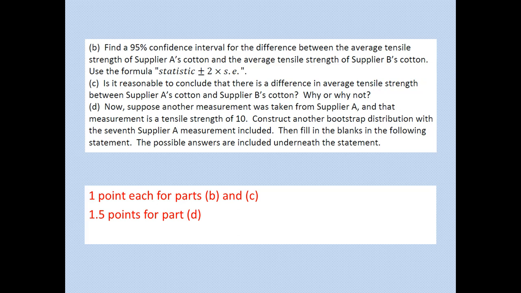Once you enter the data into StatKey, you should have a mean for the supplier A sample of 69.857. You should have a mean for the supplier B sample of 77.429. And the difference in sample means, which will be listed as x1 bar minus x2 bar in StatKey, should be negative 7.57. That's how you know you've got the data entry correct. Then you can answer that question. You can fill in those blanks using the terms that are in the box underneath. There are 3 blanks. If it's worth 1.5 points total, then it's half a point for each blank.